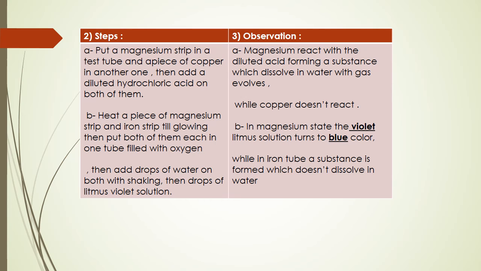And in the other one, add a drop of water to both of them and shake. While shaking, in the iron tube a substance is formed which doesn't dissolve in water, but in the magnesium tube the substance is dissolved in the water.